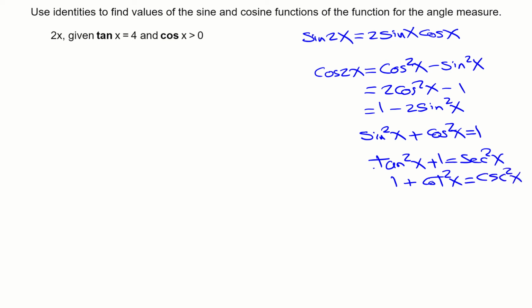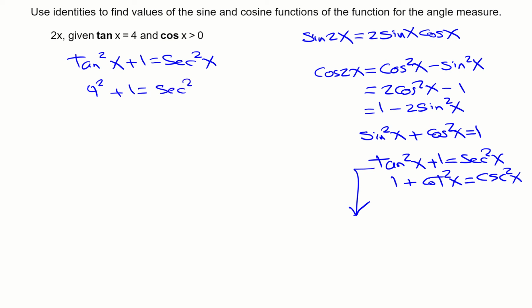Of interest to us right now is this one, because from that we can get the secant, which means we can get the cosine. So we go ahead and use that. So we have tan squared x plus 1 equals secant squared x, and we substitute 4 for tangent of x, so we get 4 squared plus 1 equals secant squared x. So we have 17 equals secant squared x.